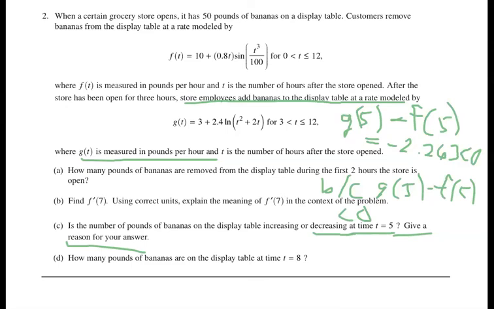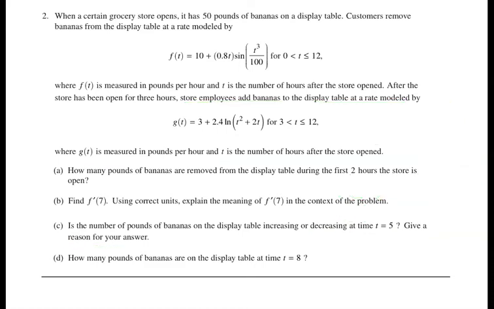And then part D wants to know how many pounds of bananas are on the display table at time t equals 8. So now we need to notice some extra stuff. Again, t equals 8 is key here, because if you look up here it goes to 12, but we don't want to go to 12. We're only going to go to 8. Also, way up here at the top, when the grocery store opens, there's already 50 pounds of bananas on the display.